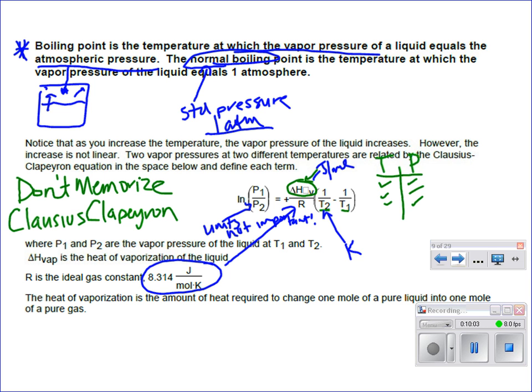The heat of vaporization is the amount of heat required to change 1 mole of pure liquid into 1 mole of a pure gas. So we're going to figure out what that heat is. We're going to do a lab.